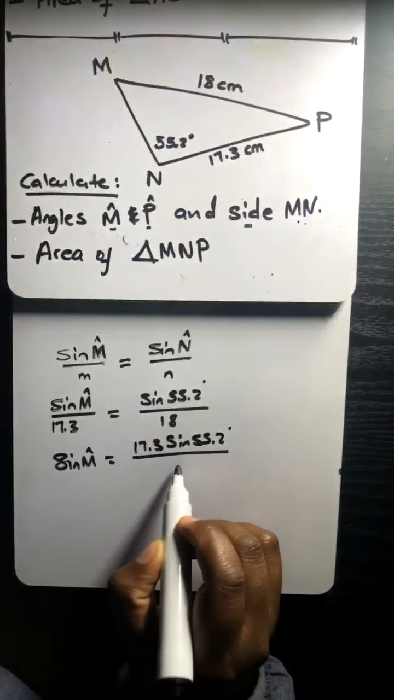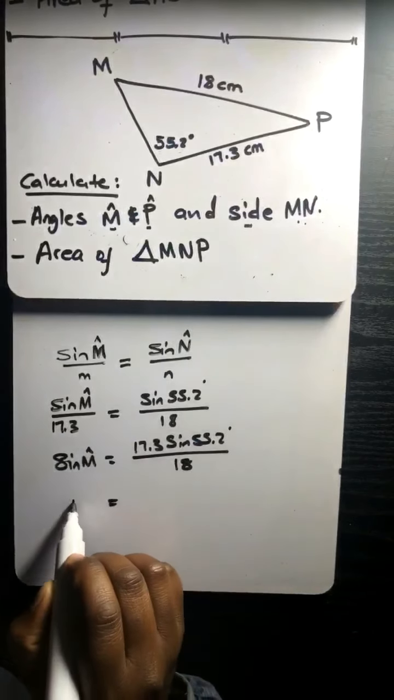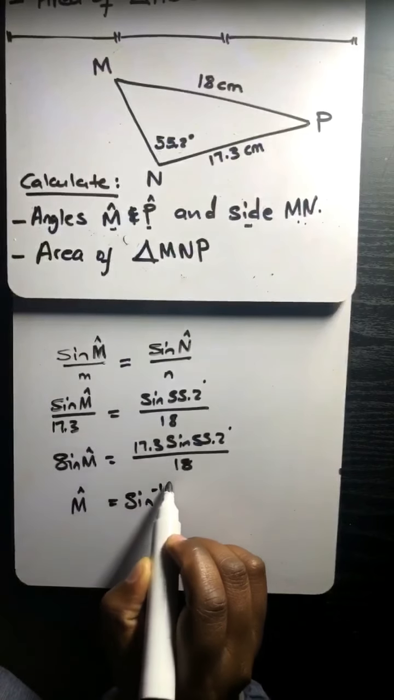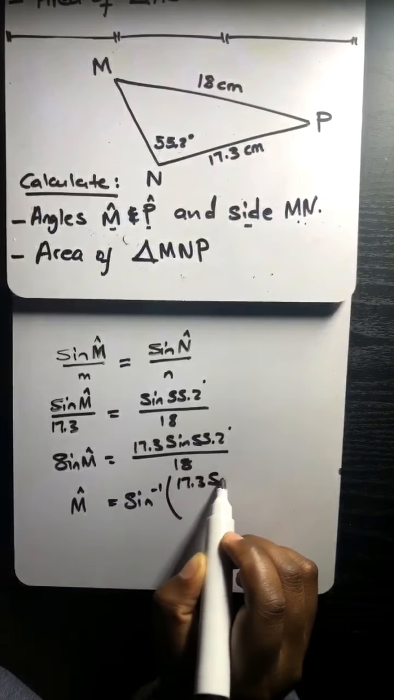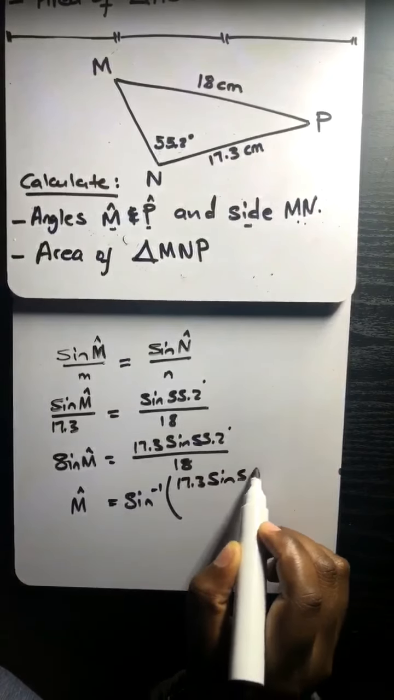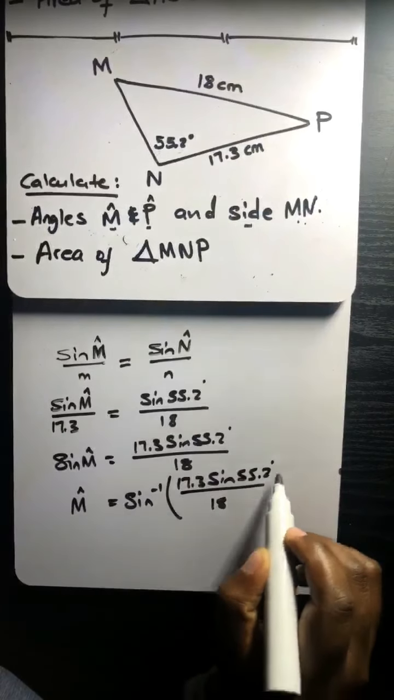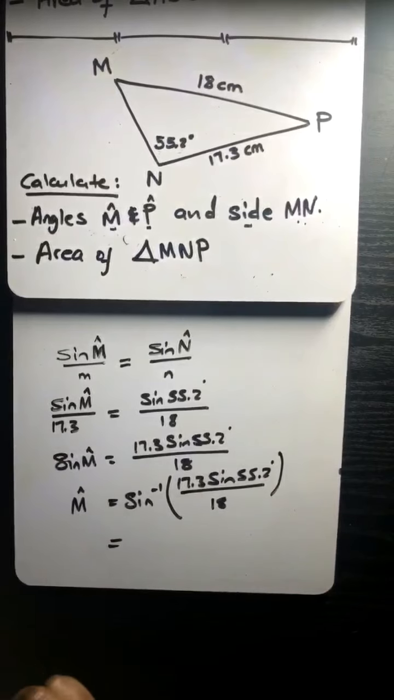So now that means angle M is going to be arcsine of all of that. Someone can calculate all of that on your calculator and tell me, what are you getting when you punch all of that on your calculator?